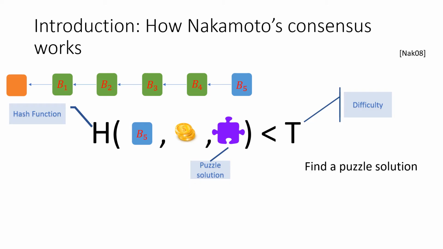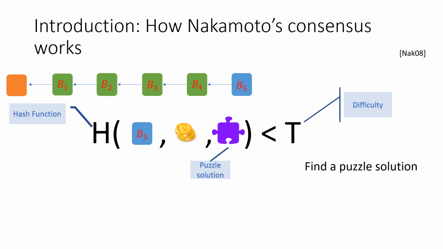But Nakamoto answers this question in a very simple and elegant way. Let's just give everybody a puzzle, and the person who solves the puzzle first will be the leader who gets to add the transactions, creating new blocks to the blockchain. This puzzle is called the proof-of-work puzzle, and it is simplified to this hash inequality. You can see that the inputs of this hash inequality include the last block of the blockchain, the transaction, and a random nonce. Here, the random nonce is actually the puzzle solution.